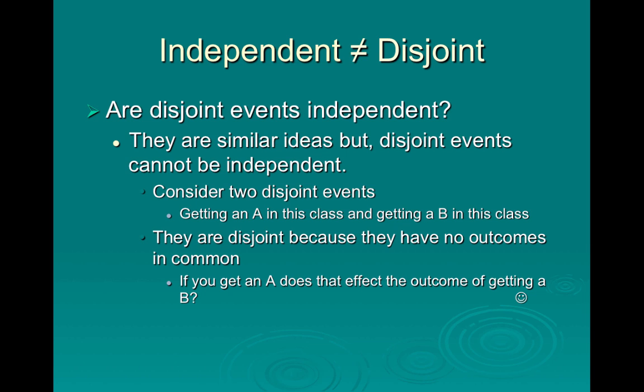And it does, because if you know you're getting an A, then that means that there is a 0% chance of getting a B. Whereas before you know what you're getting, you have a chance that you could be getting an A and you have a chance that you could be getting a B. But once you know, it changes the probability. Therefore, they are not independent.